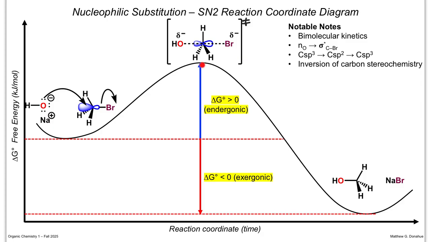The highest point is the transition state, depicted with this square bracket and then that dagger. For our SN2 mechanism, we have the oxygen-carbon bond partially forming, and then the carbon-bromine bond partially breaking.